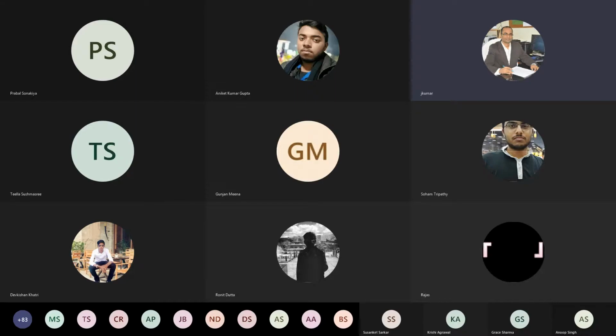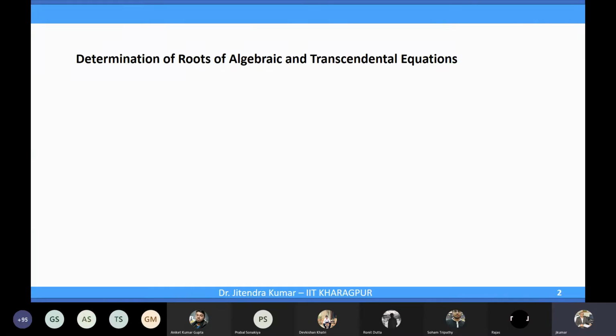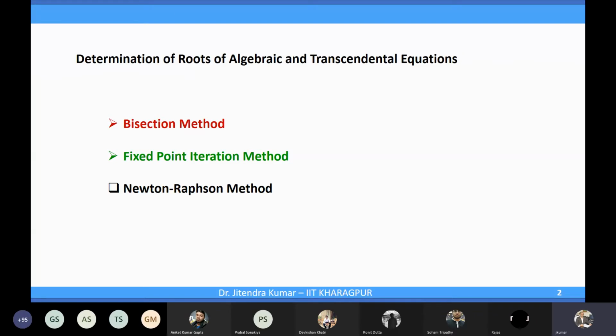Welcome to this lecture on determination of roots of algebraic and transcendental equations. Here we'll be talking about finding the roots, and there are a few methods which we will discuss. One is the bisection method, another is the fixed point iteration method, then the Newton-Raphson method, and the secant method. These four methods will be discussed, and let's hope we can cover at least one or two today.